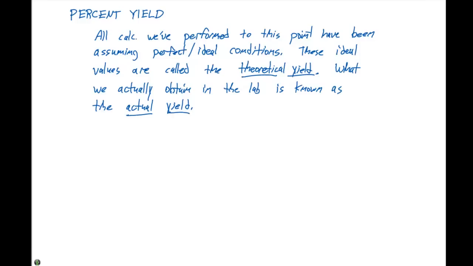And it's very important to know, especially in industry, when money is on the line, how close to the theoretical yield a reaction is going to come. And we refer to that as the percent yield. And the percent yield is going to be the actual yield divided by the theoretical yield times 100%.